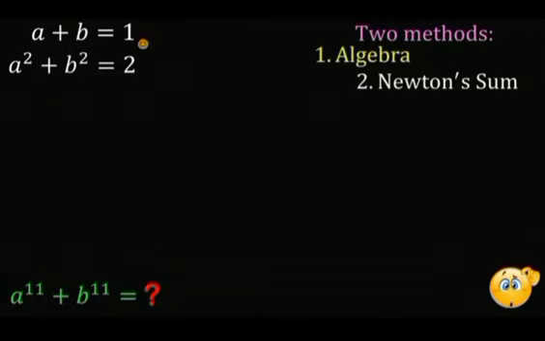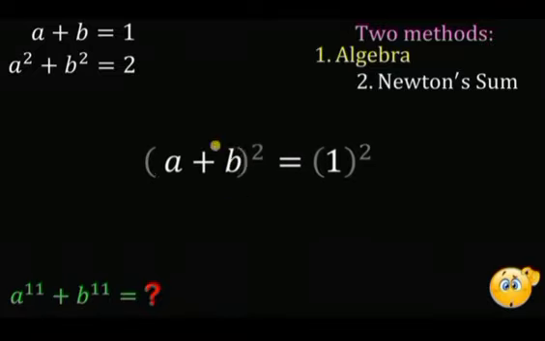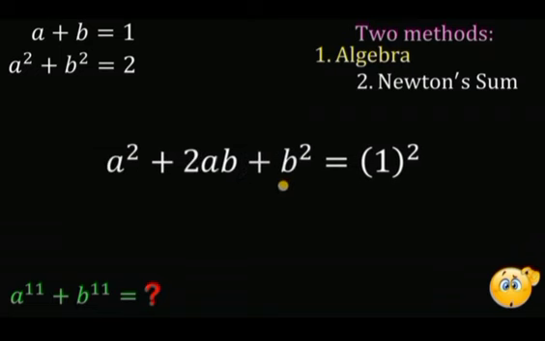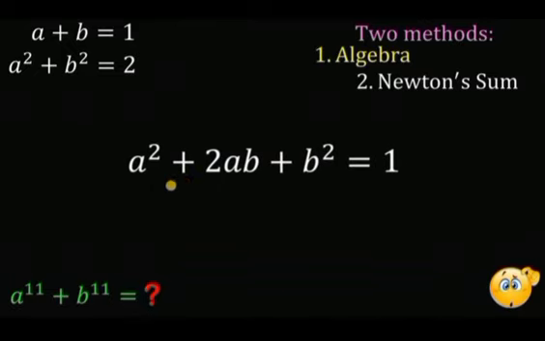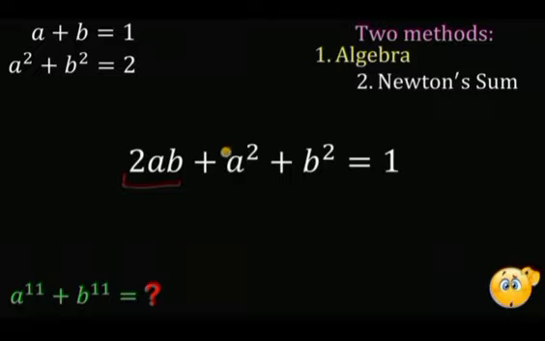Okay, let's begin. First, let's get the first equation, a plus b equals 1. Now, what we're going to do is to square on both sides. And take note, when we expand a plus b raised to the power of 2, we get a squared plus 2ab plus b squared. Now, 1 raised to the power of 2, we know that this is just 1. Now, let's rearrange some terms a little bit. So, we have here 2ab plus a squared plus b squared.